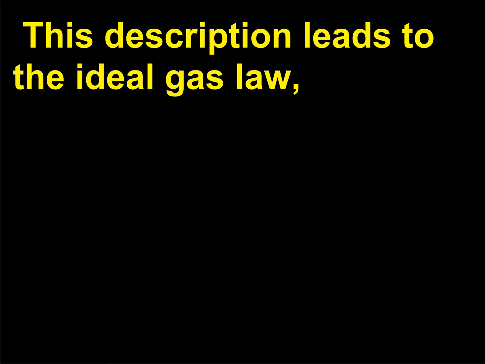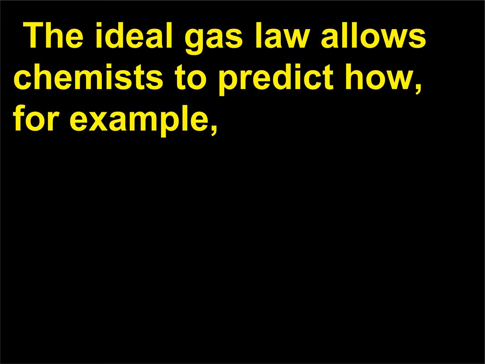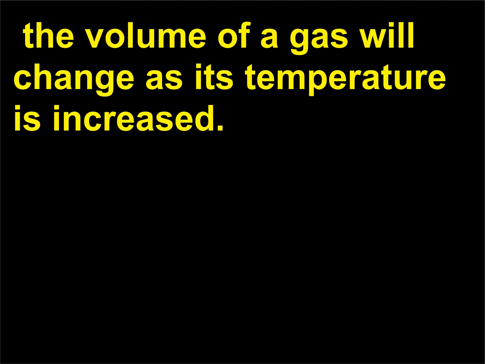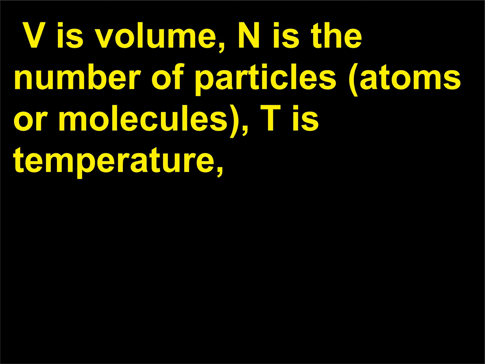This description leads to the ideal gas law, which is a relationship between the pressure, volume, and temperature of a gas. The ideal gas law allows chemists to predict how, for example, the volume of a gas will change as its temperature is increased. The equation for the ideal gas law is PV equals NkBT, where P is pressure, V is volume, N is the number of particles, atoms or molecules, T is temperature, and kB is Boltzmann's constant, a fundamental physical constant.